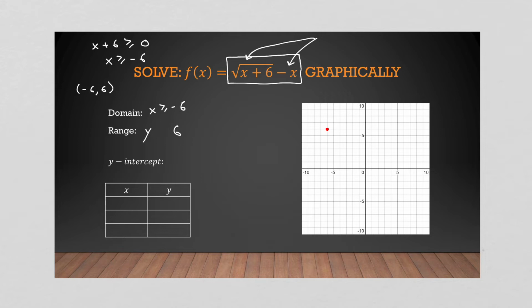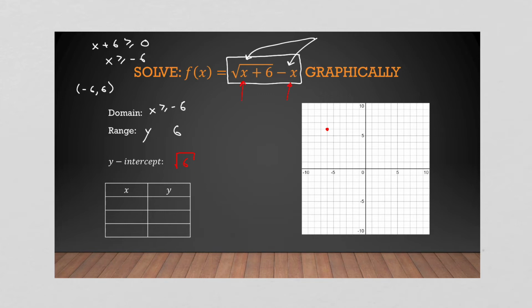So the question is, though, what does the graph look like after this? So from there, let's solve our y-intercept first. We'll set x equal to 0. And if x is 0, what do we get? We just get the square root of 6 because we have a 0 here and we have a 0 here, right?